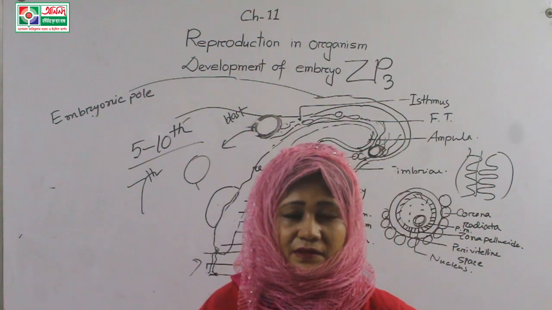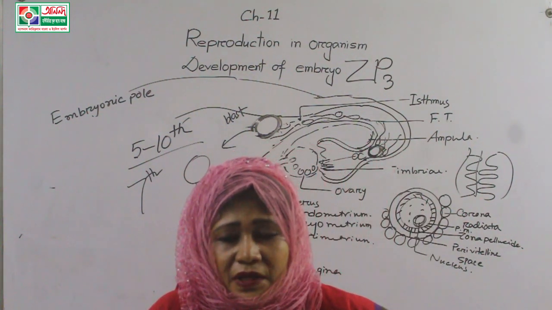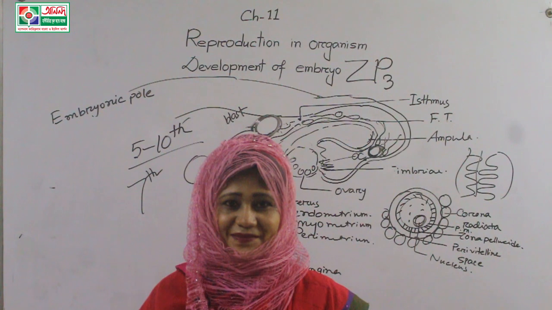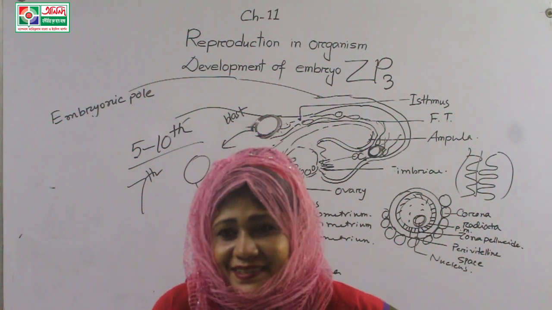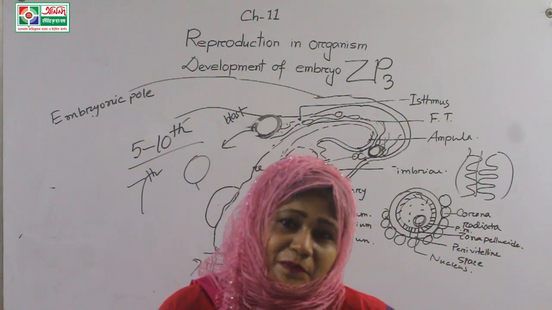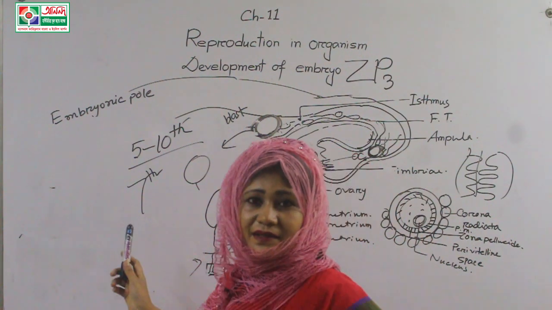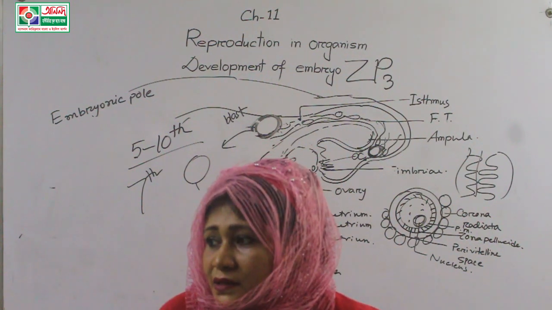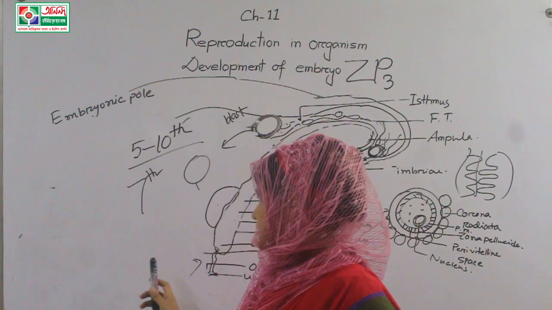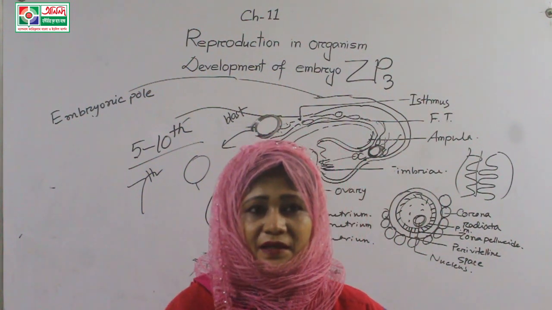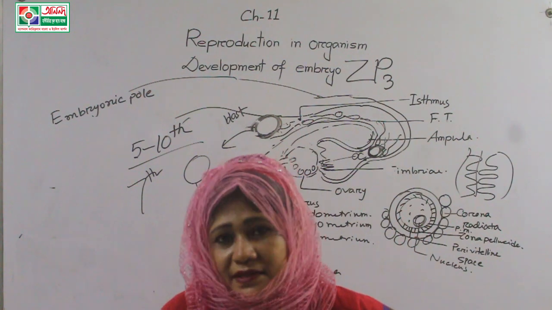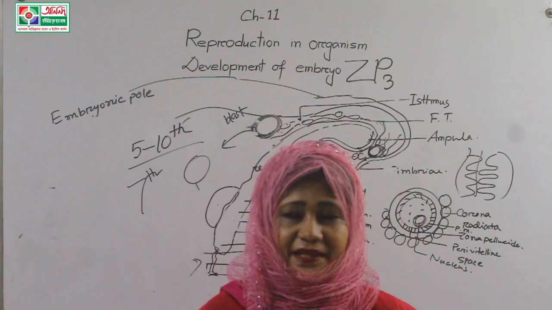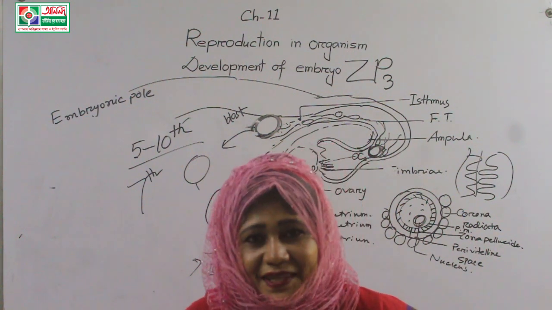These structures, the embryo starts developing, and it turns into a complete human body. Students, this was about the development of the embryo in the human female body. I think you have understood the whole topic. If there is any problem, write in the comments section, and again, if there is any problem, watch the video again and again. We are always with you to help.